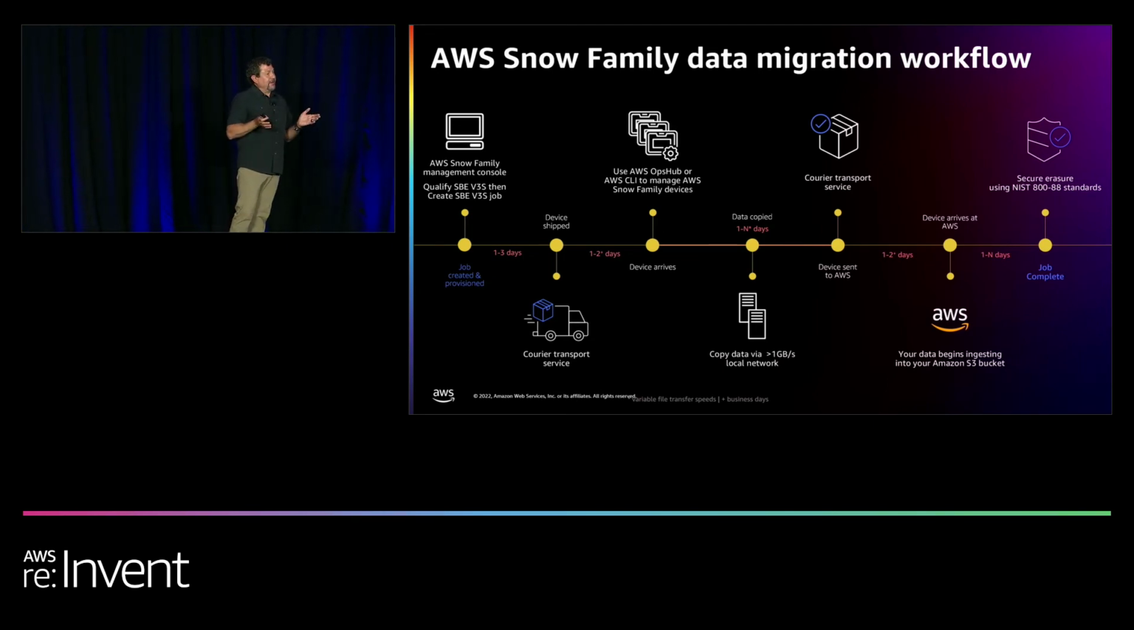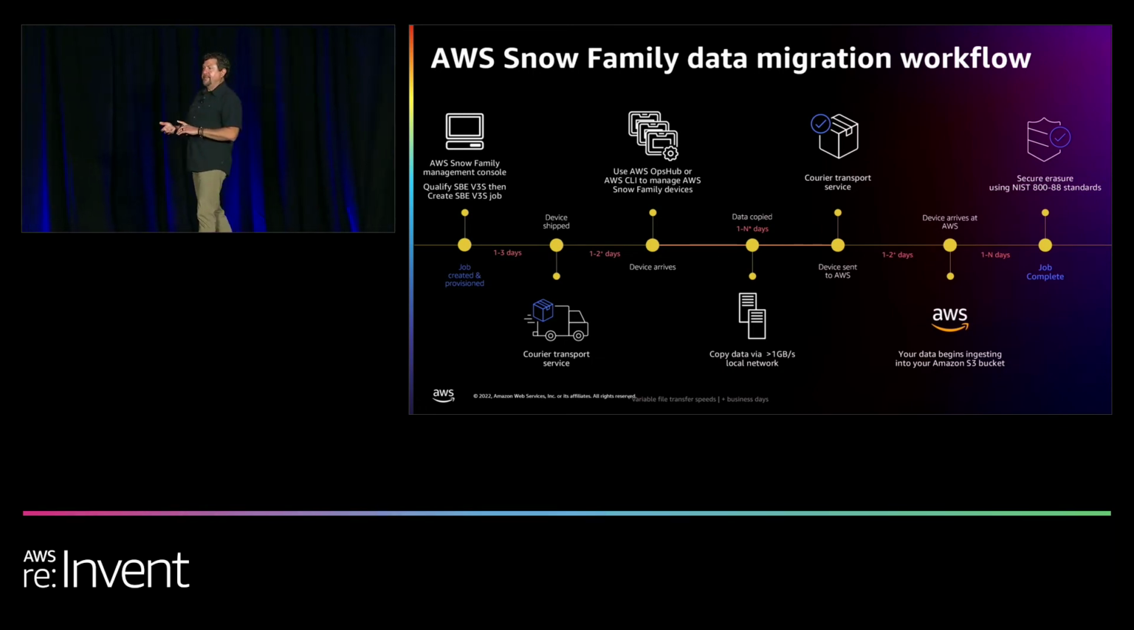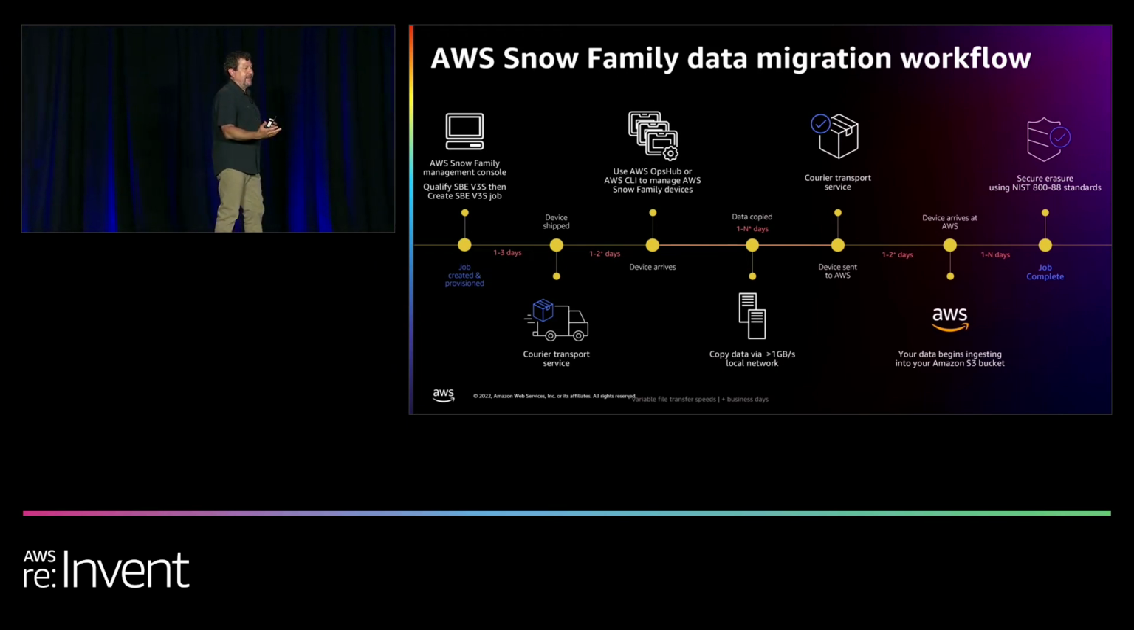That is the variable part, because there are considerations in terms of what is the performance of your local network, right? How direct of a connection do we have? What is the speed of the source of the data? So say your storage array or your existing on-premises servers, those can all limit the amount of time that it takes to be able to transfer data onto the device.